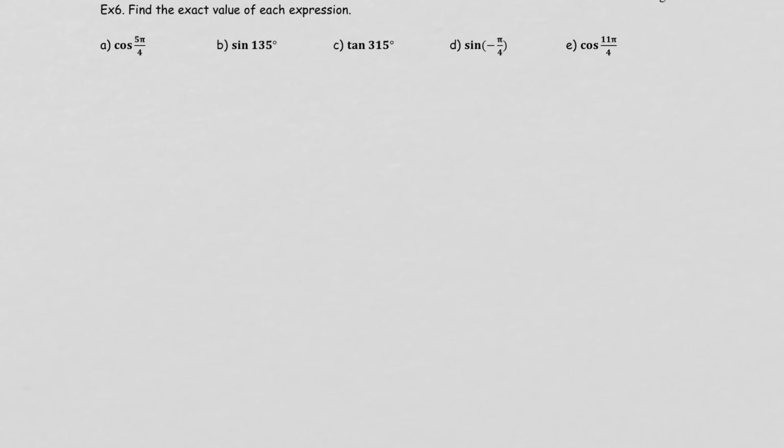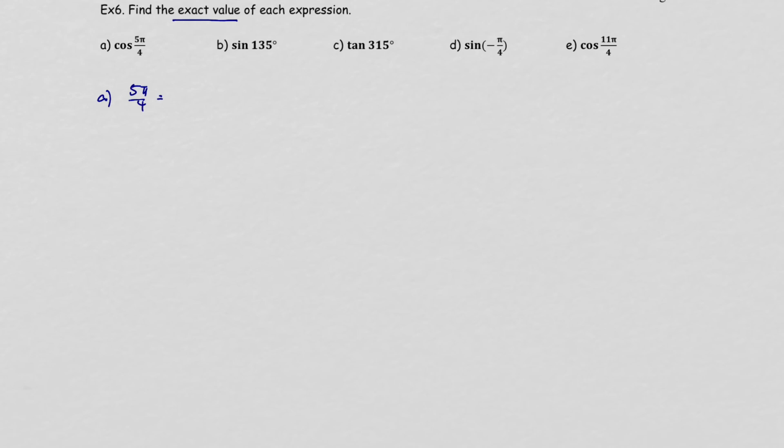Example 6, we're looking for exact value again. But this time, the angle that you're looking at is something different than what we've looked at. But we can still find the exact value, because it has a relationship to the angle we already know. So let's look at the first one. You have cosine of 5 pi over 4. So 5 pi over 4. What kind of relationship do we have with which angle, right?